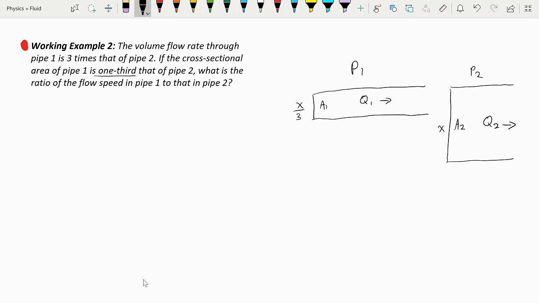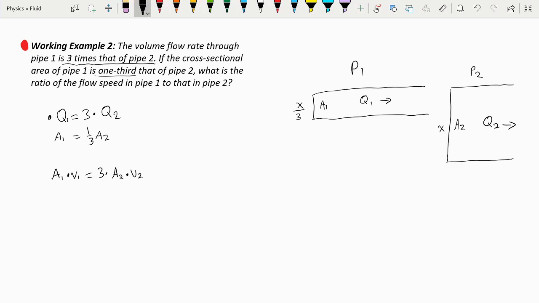So now if we write everything we know, Q1 is equal to 3 times Q2, and the area 1 is equal to 1/3 the area of area 2. Now if we extend this equation, we get area 1 times velocity 1 is equal to 3 times area 2 times velocity 2. And remember, the normal equation doesn't apply because these two pipes are not connected.